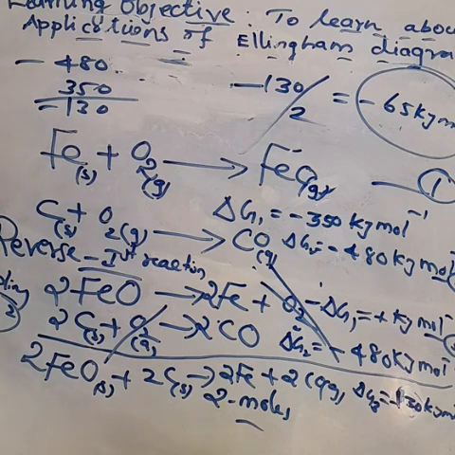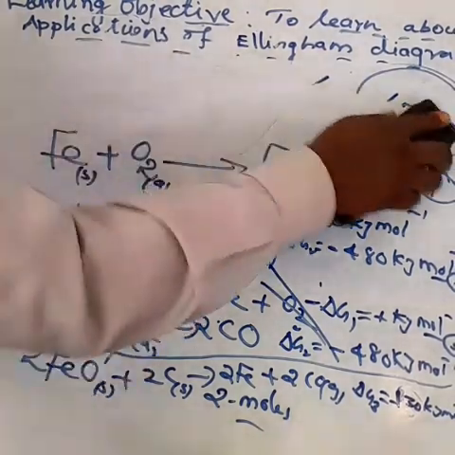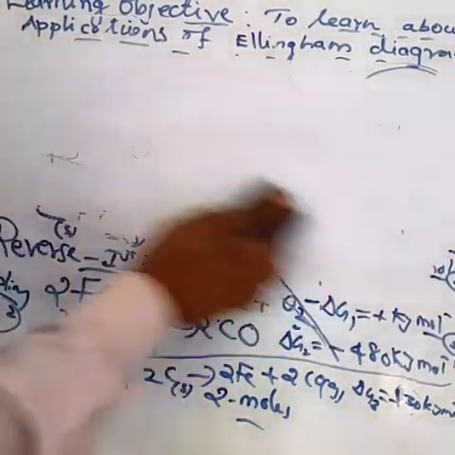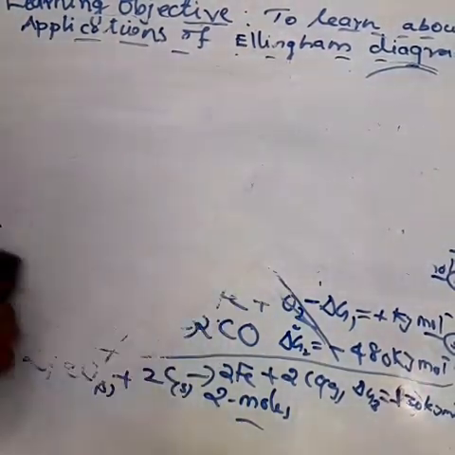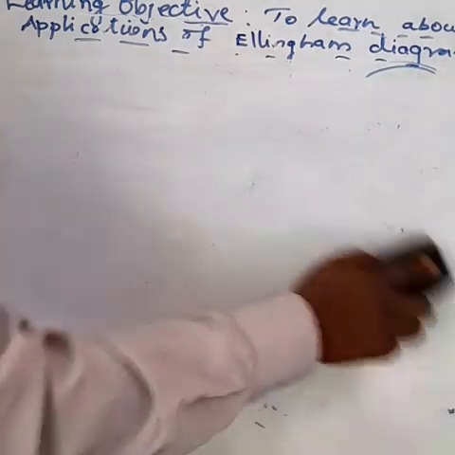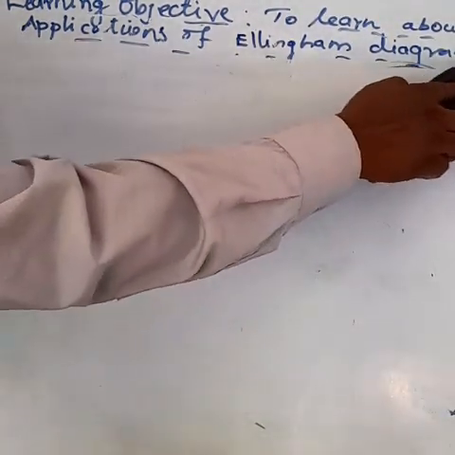This is about the applications of the Ellingham diagram. We get a high negative value for the first mole, am I right? Anyhow, this free energy calculation also confirms that the reduction is thermodynamically favored.